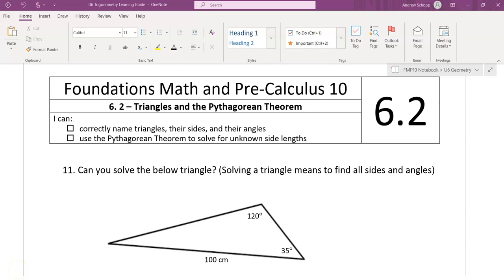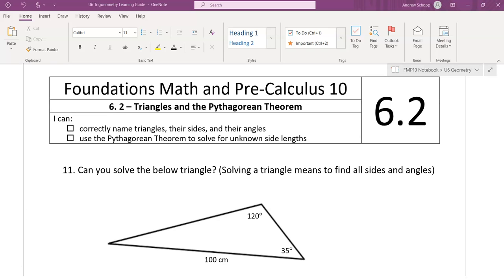Okay, Foundations Math and Precalculus 10, Section 6.2. In 6.1, we had a chance to review solving equations and why the Pythagorean theorem and trigonometry are valuable. And in this section, we're going to look at some details of triangles and work on solving for a side length using the Pythagorean theorem. I hope that by the end of the unit you can correctly name triangles, their sides, and their angles, and use the Pythagorean theorem to solve for unknown side lengths.